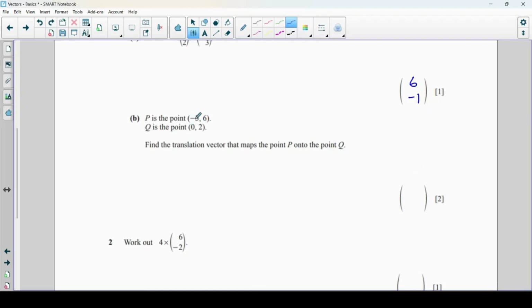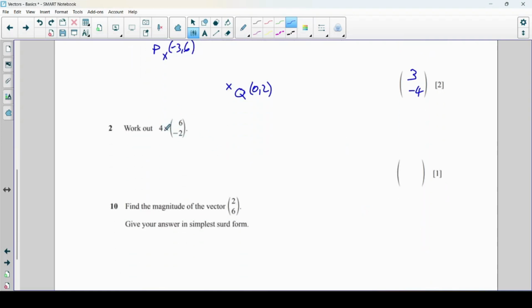Okay, again, I'm going to do a little sketch for this one. Minus 3, 6, so that's minus 3 on the x-axis, 6 on the y-axis, so over to the left and up. Q is 0, 2, so that's to the right and lower. So to get from P to Q, well, let's look at the x coordinates. I need to go 3 right from minus 3 to 0, so 3 right. And I need to go 4 down from 6 to 2, so that's minus 4, 3 minus 4.